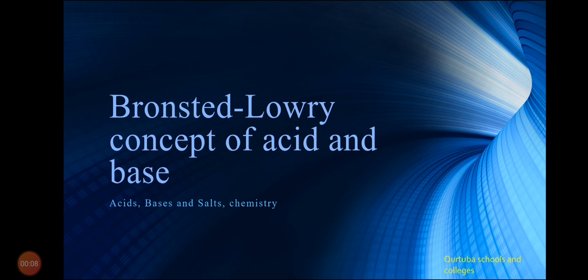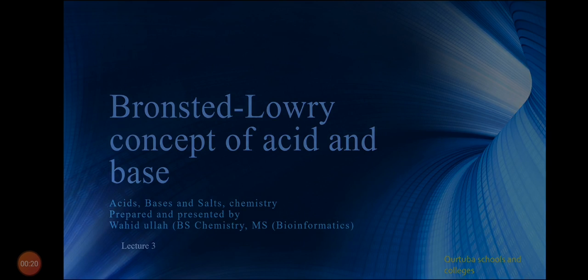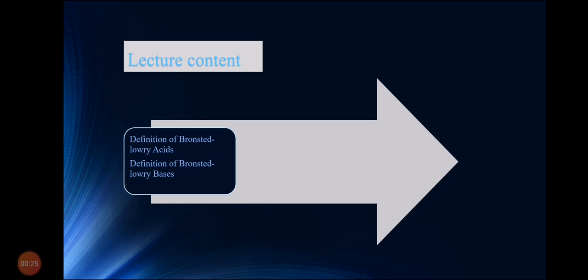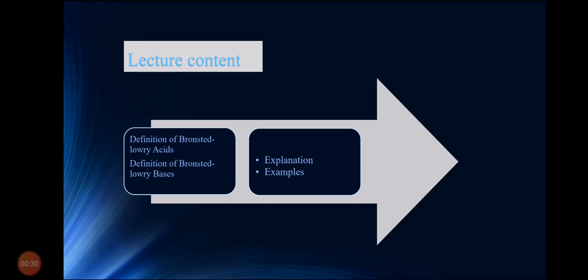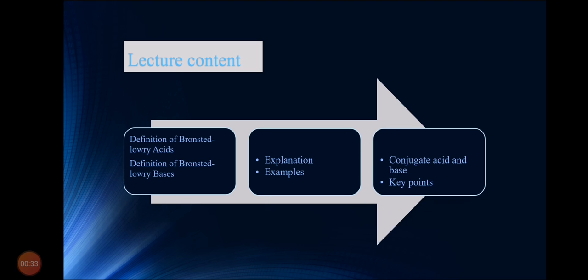Students, it's our third lecture of chapter 2 of 10th class, and that is Bronsted and Lowry concept of acids and bases. Dear students, remember that our chapter name is acids, bases and salts. Today we are going to study the definition of Bronsted and Lowry acid, the definition of Bronsted and Lowry base, further explanation along with examples, and also we are going to discuss what is conjugate acid and what is conjugate base. Last but not the least, what are the key points of today's lecture.